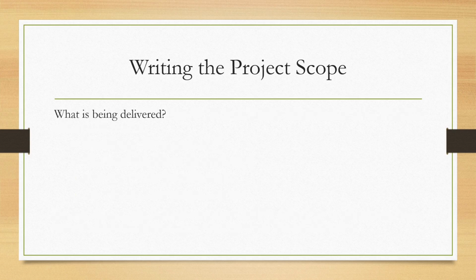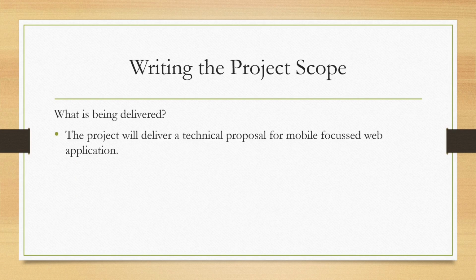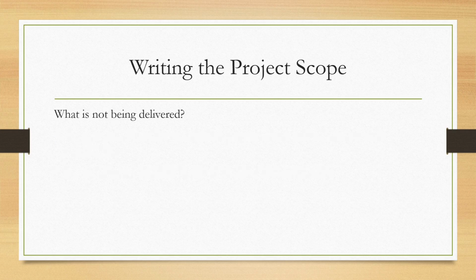So first of all, what has been delivered in our scope? Well, we're going to deliver a technical proposal for a mobile-focused web application. That's what's been delivered. We're going to include a demonstration of a non-coded prototype. That's something else that we are going to make and produce and deliver. They're our deliverables so far. Okay? What is not being delivered?